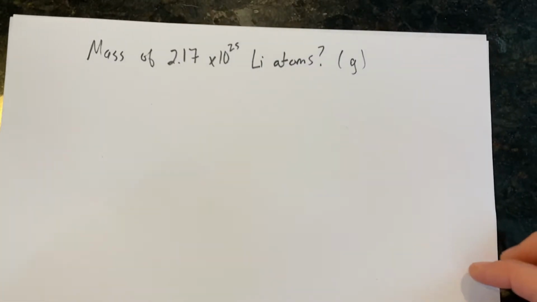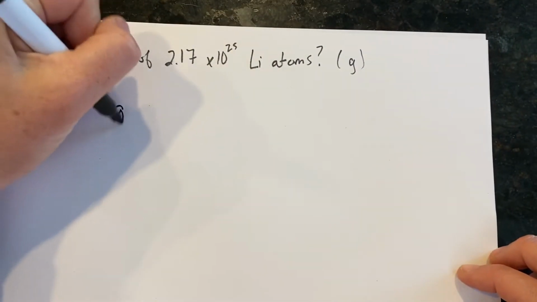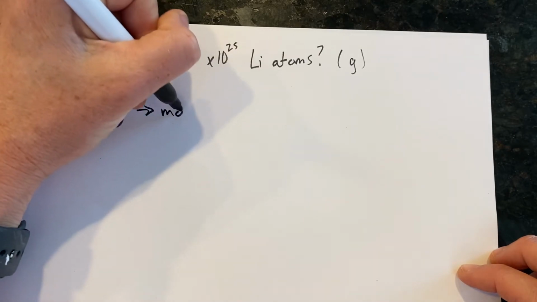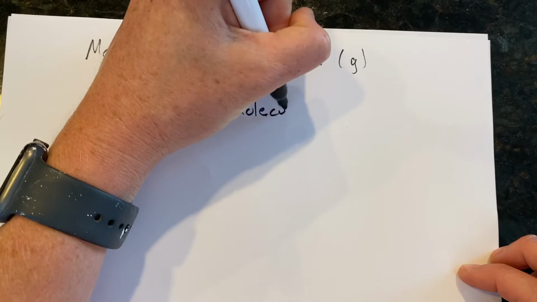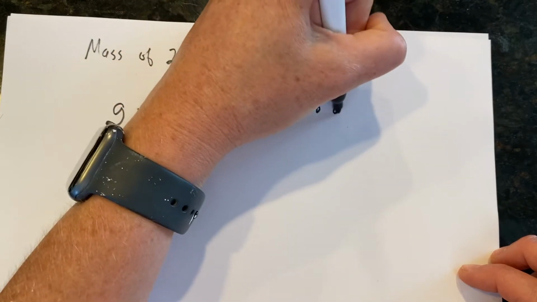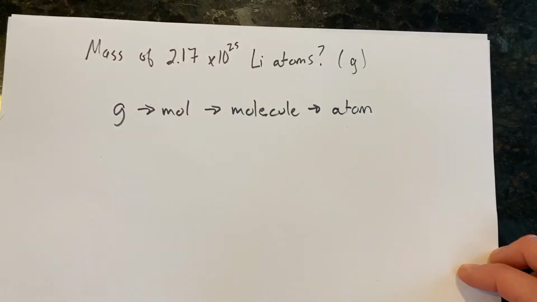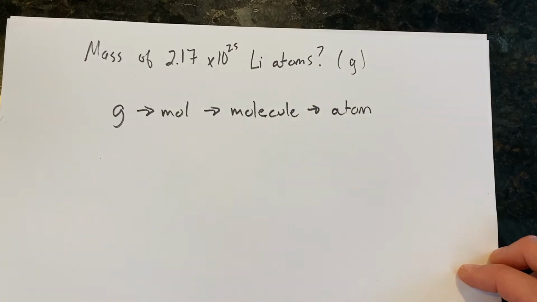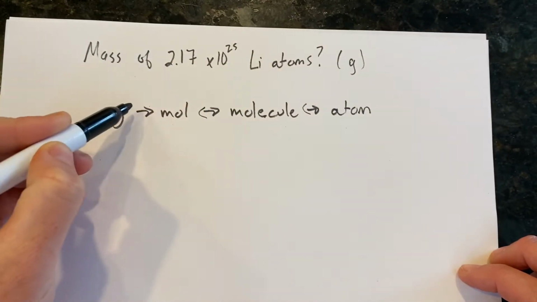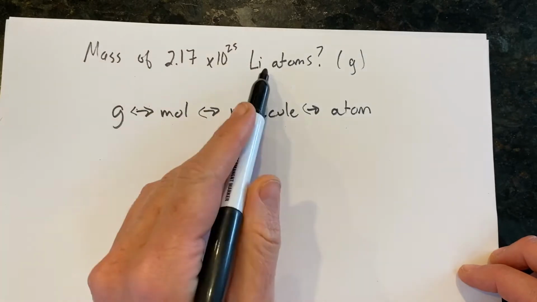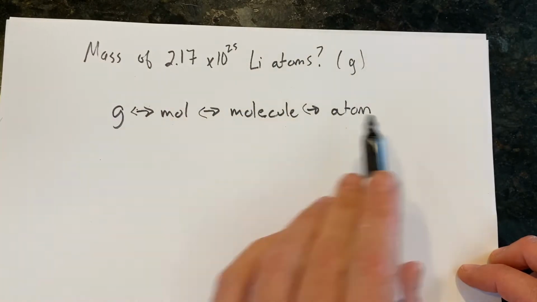So if you remember, we can go from grams to mole to molecule to atom. And that's, of course, if there's a molecule being used. Or we can go backwards from atom to molecule, molecule to mole, mole to gram. And in this case, we've got atoms, so we're going to go to grams from atoms.